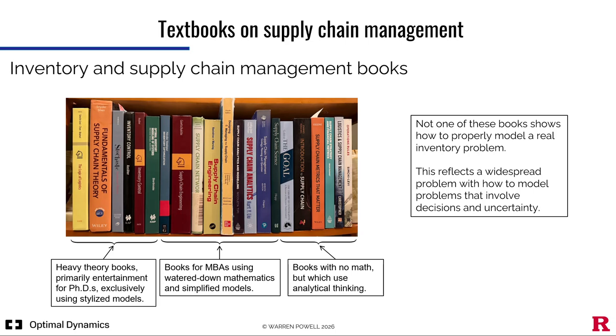Now, the books in the middle, these are the books that are most widely used in either industrial engineering or business schools. They're master's level, and they have some analytics, but generally, it's watered down mathematics for simplified models, especially when it deals with decisions and uncertainty, as in any inventory problems. Now, again, these are books I like, but I have problems with the use of all the watered down models.